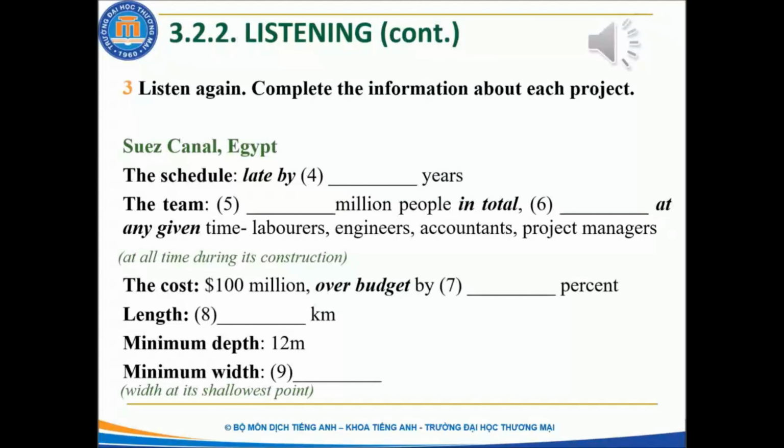Ở câu số 5 và câu số 6 thì các bạn lưu tâm một chút. Mình hình dung nôm na là khi xây dựng một cái dự án thì ở những thời điểm khác nhau thì số lượng người tham gia có thể là khác nhau.